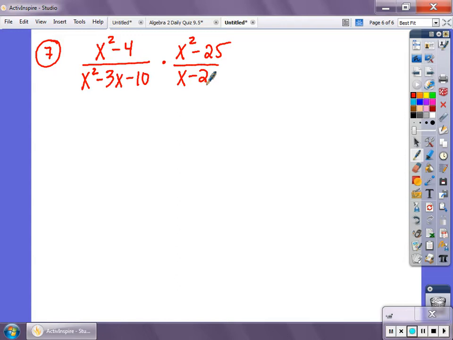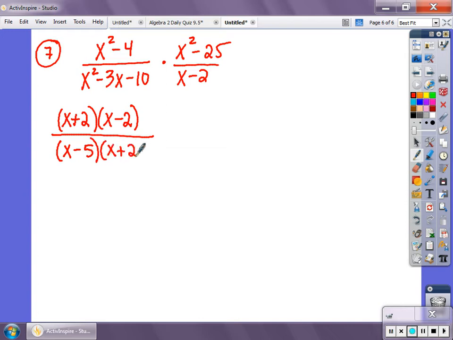So what you need to do is factor everything that you can and then reduce your common factors. This right here is a difference of squares, so that becomes x plus 2, x minus 2. This right here, factors of negative 10 that add up to negative 3. It's going to be a negative 5 and a positive 2. Times. Here's another difference of squares: x plus 5, x minus 5. And then this does not factor.